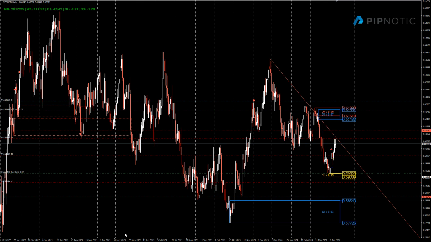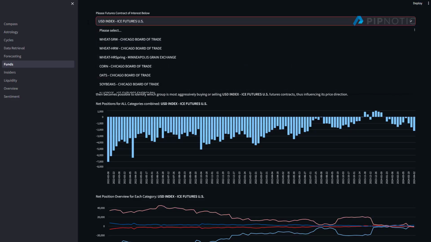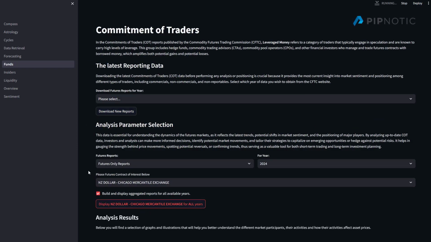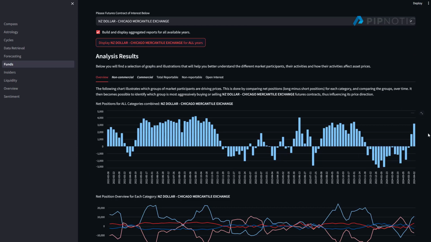Let's have a look at the Kiwi American dollar data here. NZ. Then we'll look at all the data so we can see the progression over time. And you can see here this is the net positions across all of these participants, and you can see that we're slowly moving higher. Okay, we've been doing that since the beginning of the year. So we've got these cycles in play.